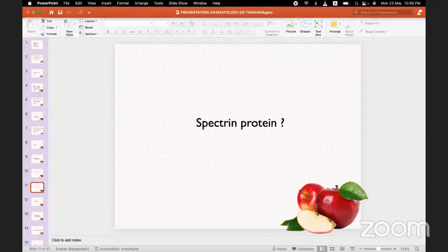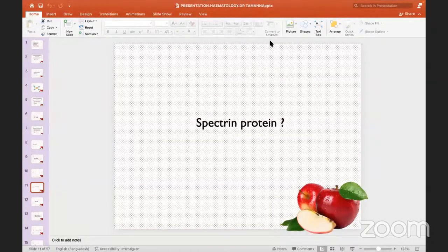Now you have to understand what is spectrin protein. Anyone have any idea what is spectrin protein? Where is the location of this protein? In the cell membrane of cell. Very good. Yes, in the RBC cell membrane. It is called spectrin and ankyrin. These are the membrane protein. You know, there is a lipid layer and protein layer, right? We read in our first year MBBS.